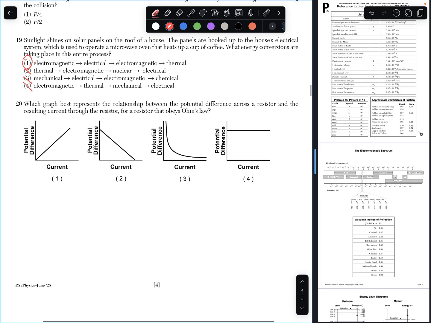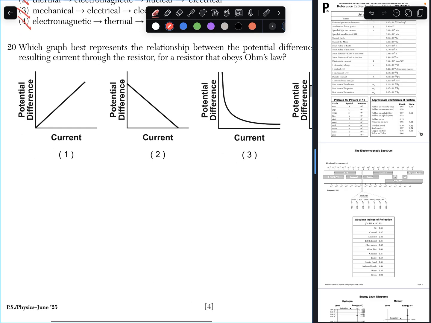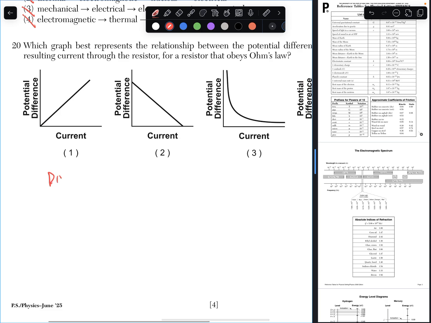Which graph best represents the relationship between the potential difference across a resistor and the resulting current through the resistor, for a resistor that obeys Ohm's law? The two types of relationships that we have to know are direct, where y is equal to kx, or inverse, which is y is equal to k over x.